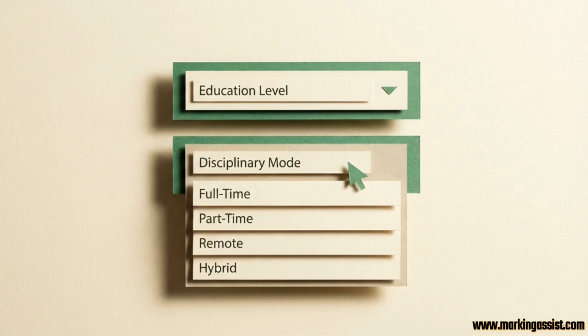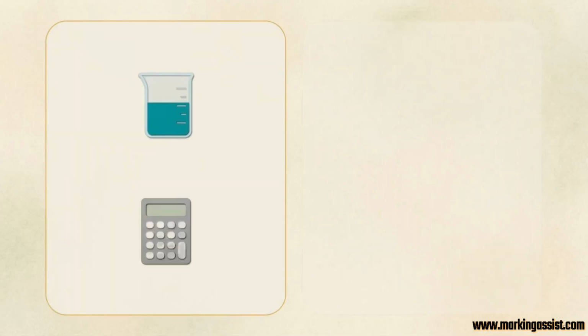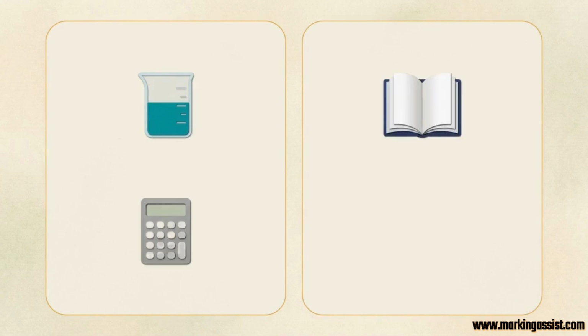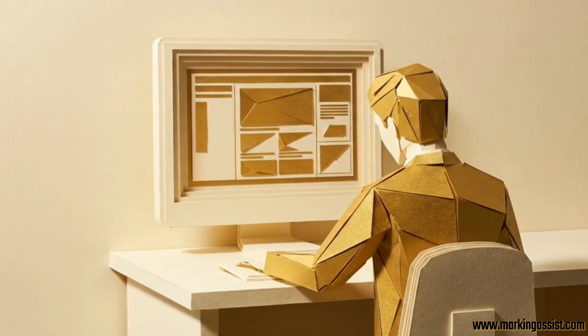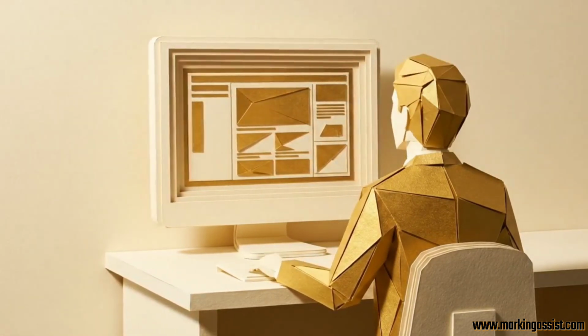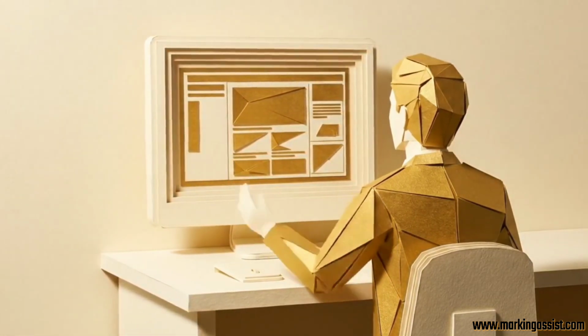Next, select the disciplinary mode. This tells the AI where to direct its analytical focus. Selecting STEM emphasizes methodology and calculations, while humanities shifts the focus to argument structure and referencing. Finally, use the slider to define your target word count and upload your marking rubric to provide specific criteria. The tighter the boundaries and context provided in these settings, the more accurate your resulting AI draft will be.